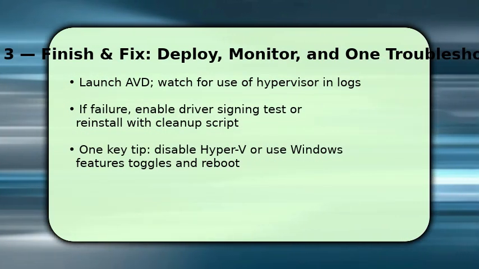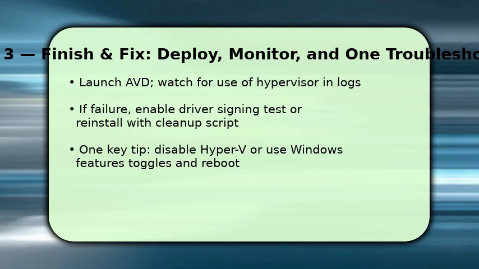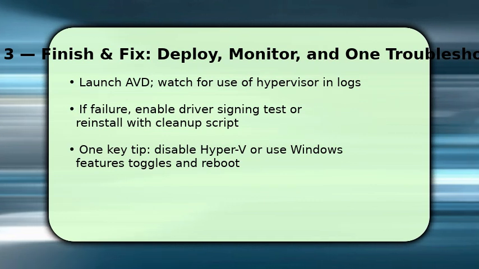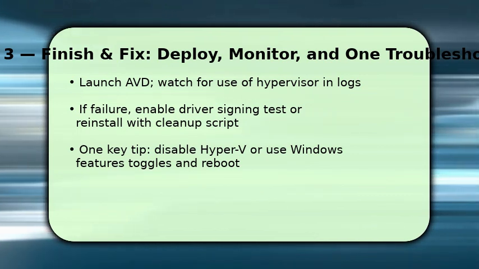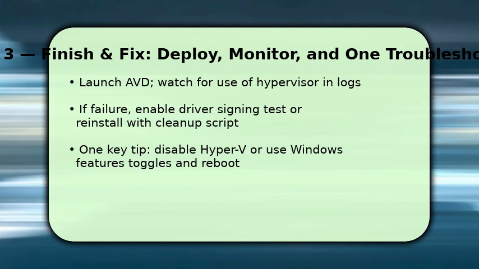If the emulator still falls back to software, run the provided cleanup script, reinstall the driver, and reboot. Driver signing test mode can temporarily allow installation if signature issues occur. Make sure to toggle Hyper-V off in Windows features and reboot because even subtle Hyper-V remnants prevent acceleration. If problems persist, capture the log and recheck firmware virtualization settings. Often it's simply still disabled.